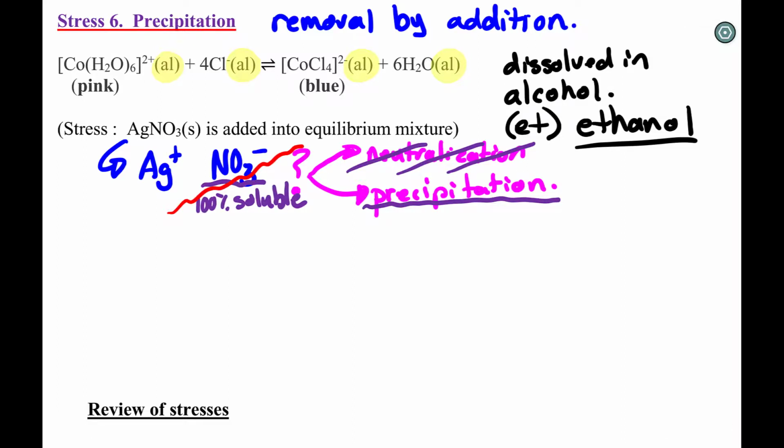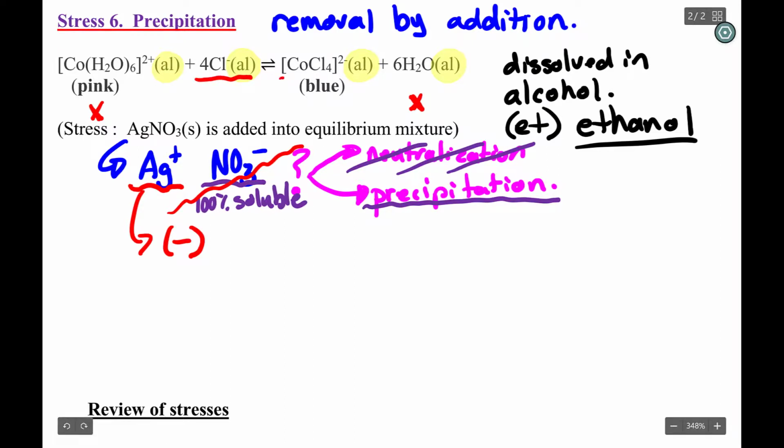On the other hand, silver is very, very insoluble with many, many ions. Now, of course, it would only be insoluble with something which is a negative ion, an anion, to form a precipitate. So that would rule out it forming a precipitate with this compound here. And it would rule out water because water isn't charged. The only two possibilities that it could precipitate out would be the chloride ion or this cobalt chloride complex.